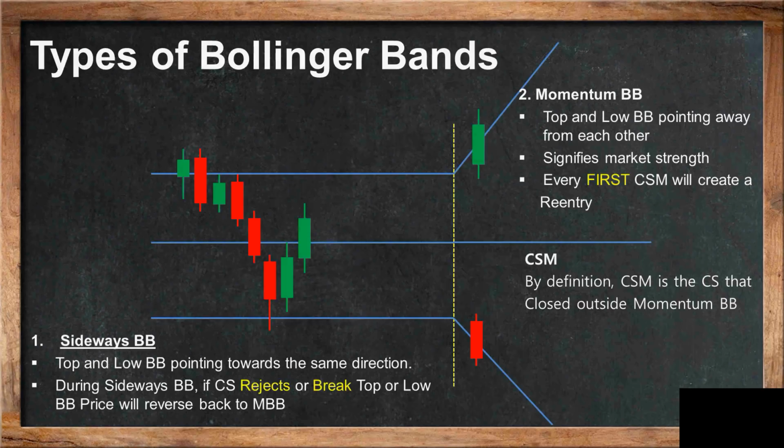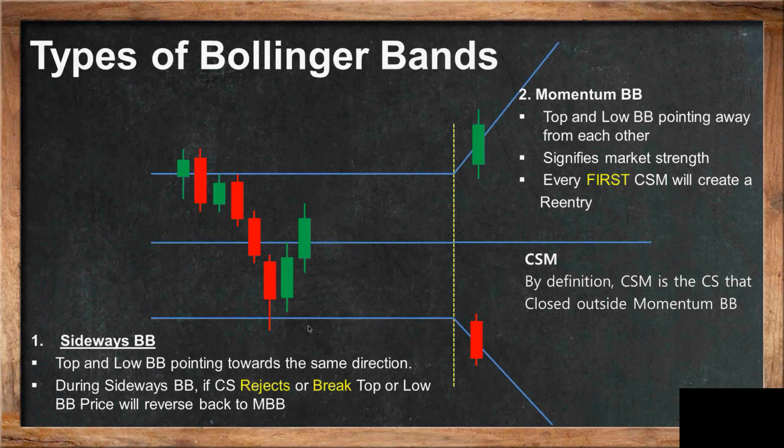Okay, so there are two types of Bollinger Band. Obviously, first is the sideways Bollinger Band. Before we even talk about this, we need to understand how we define and identify the sideways Bollinger Band. The market is not as perfect as this illustration I have in front of you. The market is quite dynamic and is not as nice as this straight line.